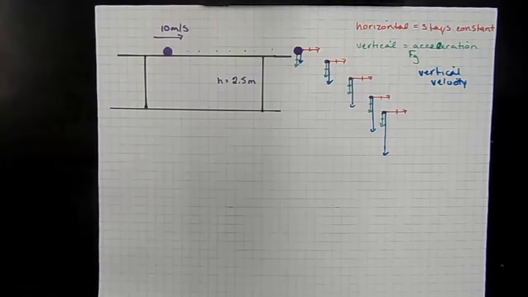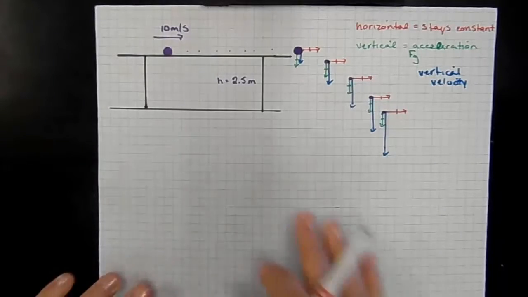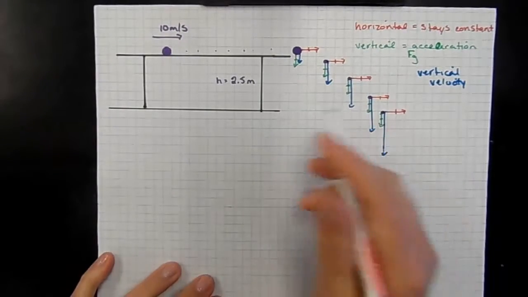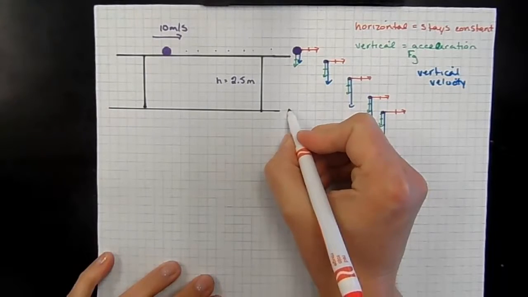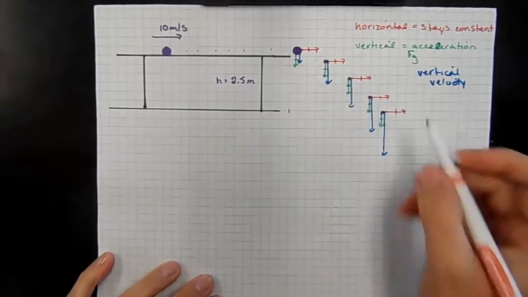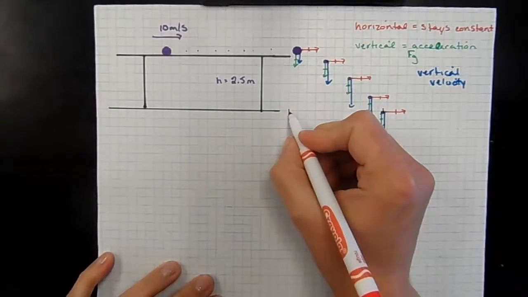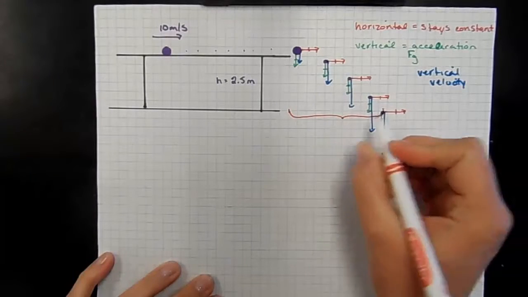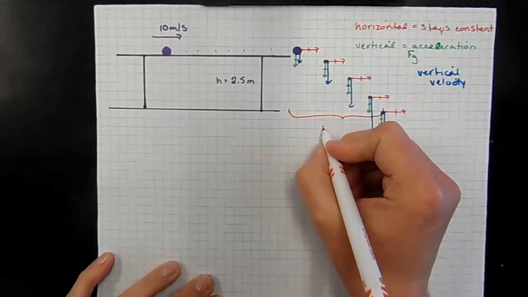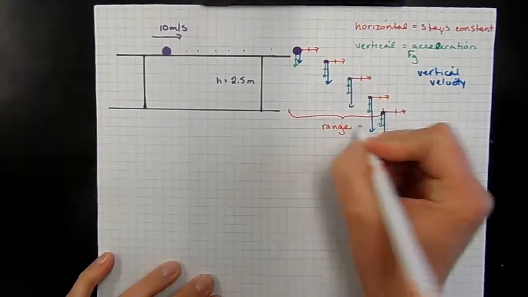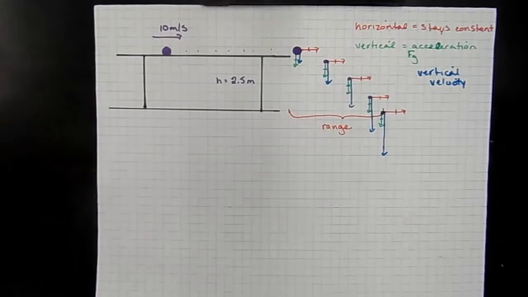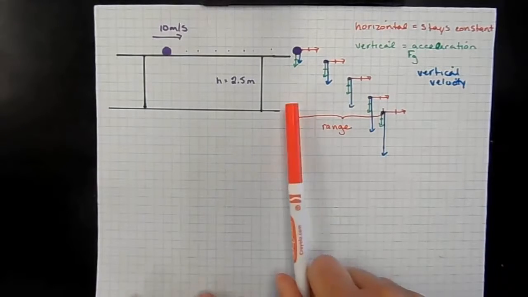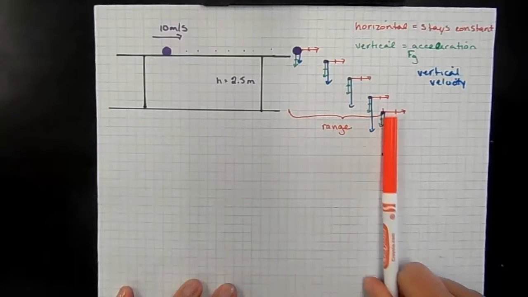Now, one of the things that we are quite possibly going to be interested in here is where this ball lands. When it leaves the table here, it's going to land over here. This distance right here is called the horizontal range. A lot of times you'll see it called that. So if we say determine the horizontal range of the marble when it falls to the floor, this is what we're talking about. How far from the edge of the table are we going to be?